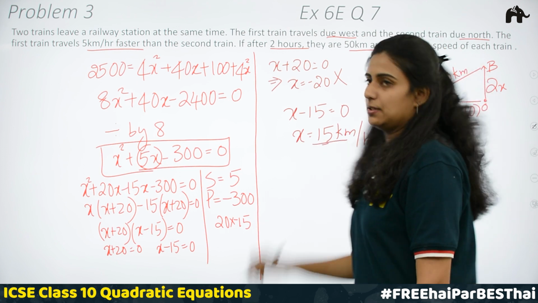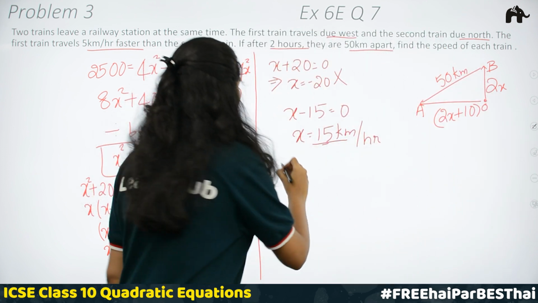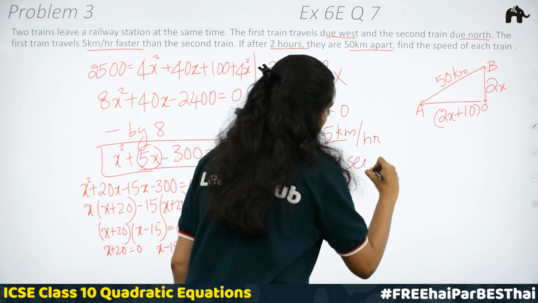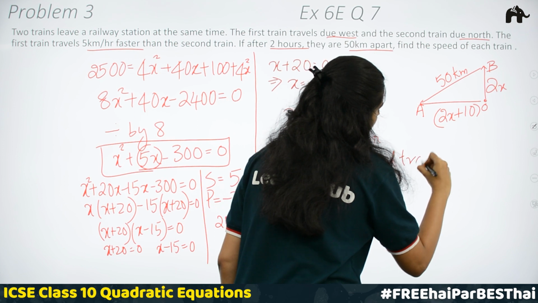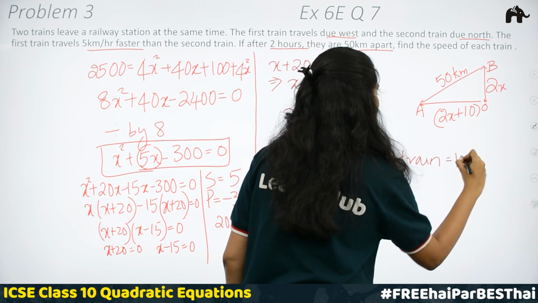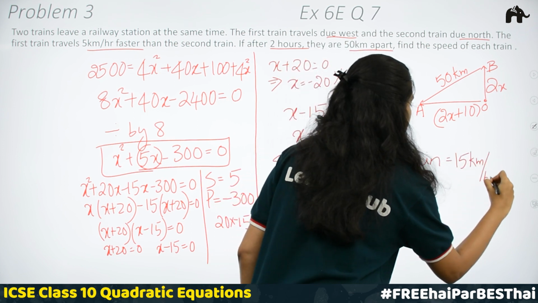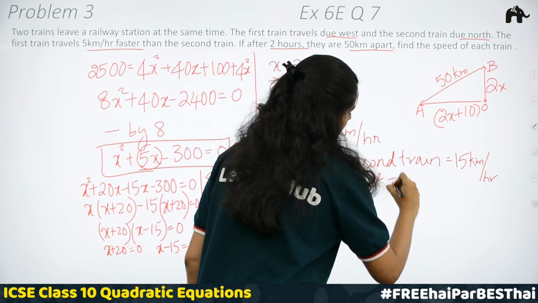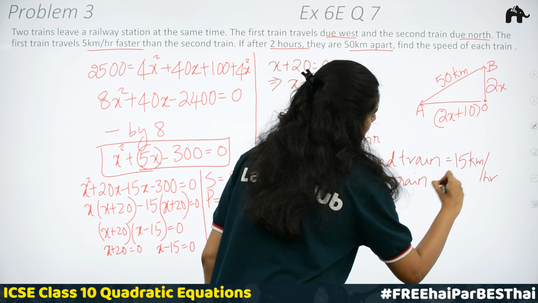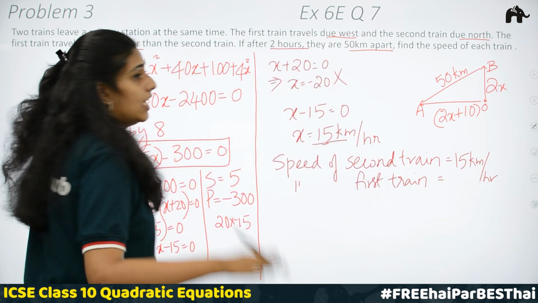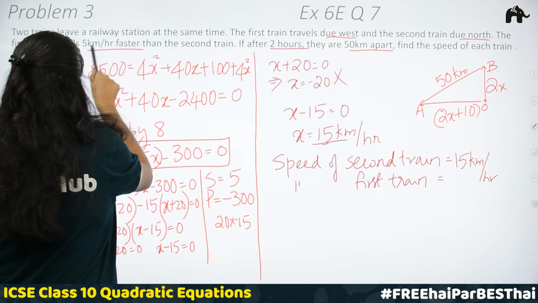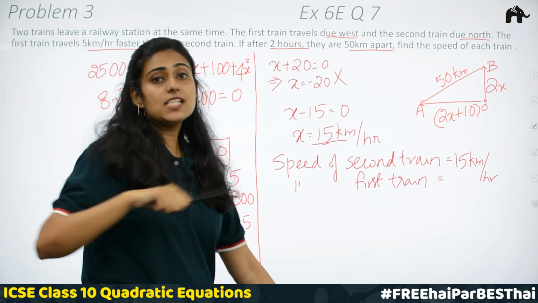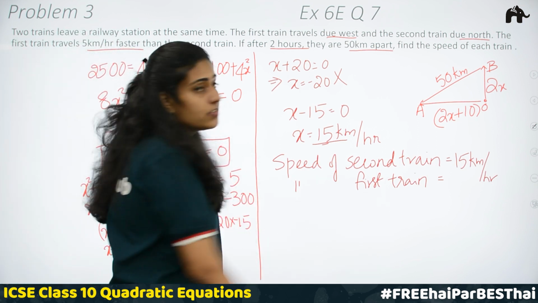This is possible. Therefore, the speed of the second train is equal to 15 kilometers per hour. And then the speed of the first train. The first train travels 5 kilometers per hour faster than the second train. We have x plus 5 is the speed of the first train.